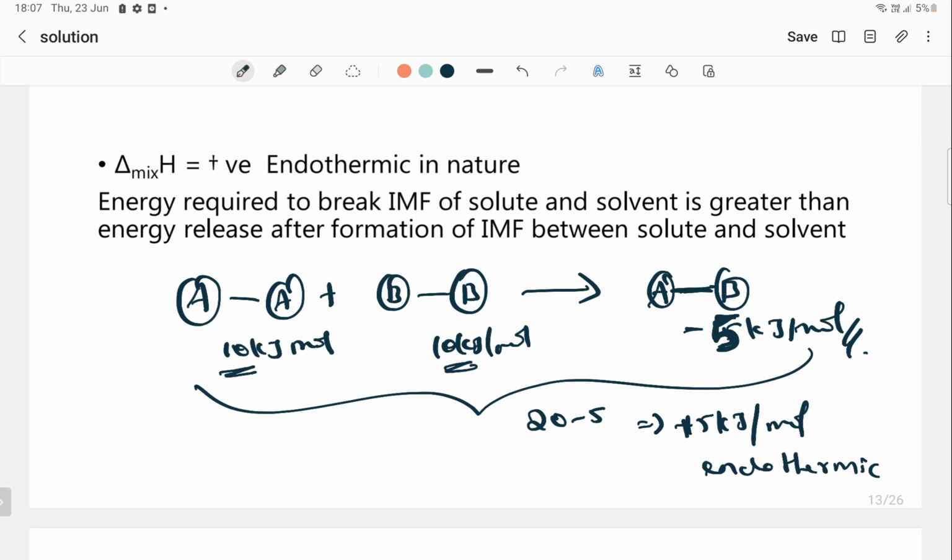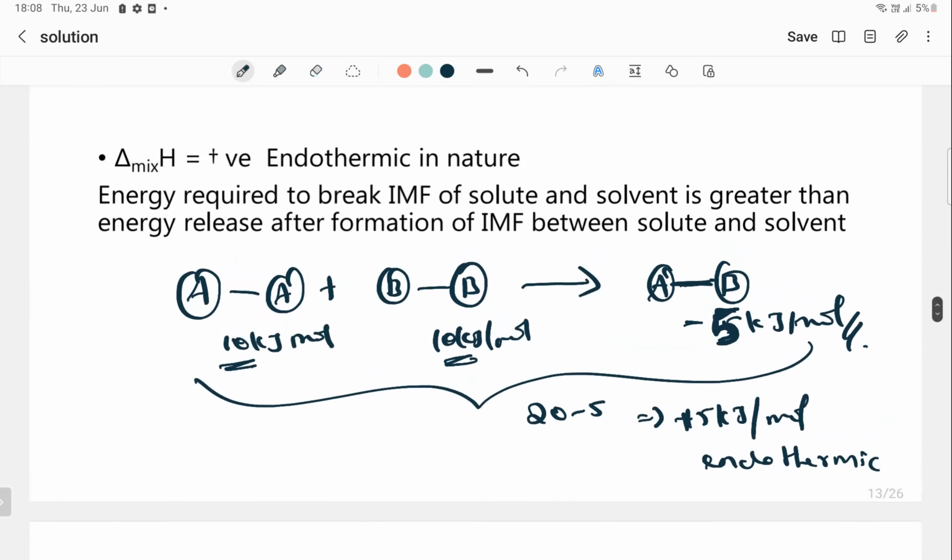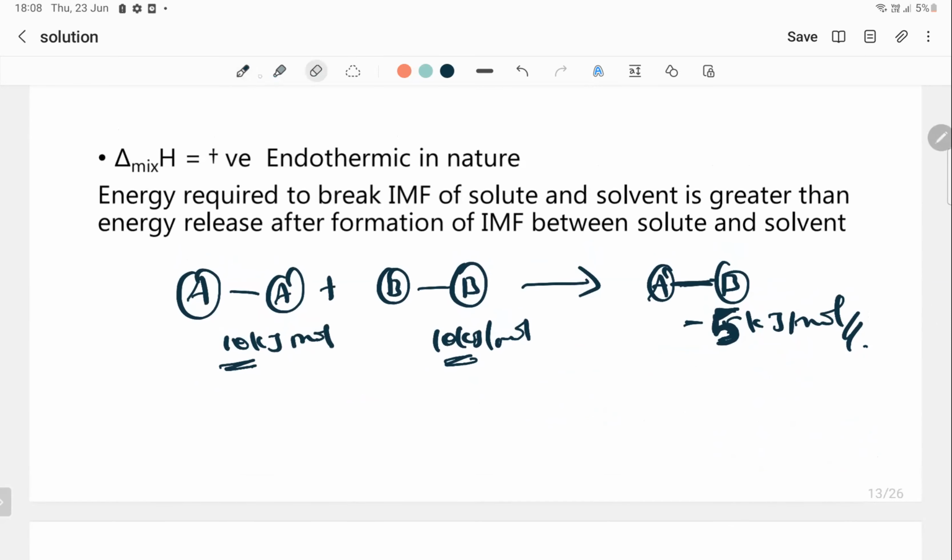Yeah, because here it's strong, the bond is strong. So we are taking the reactant. 20 minus 5, 20 plus 5. Wait. Okay, so you're saying 20 minus 5, that is delta reactant minus delta product. Is that the only formula you have studied? I'm asking the question: is that the only formula you have studied?